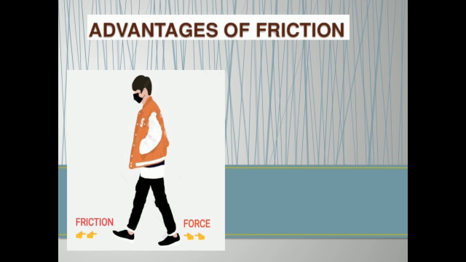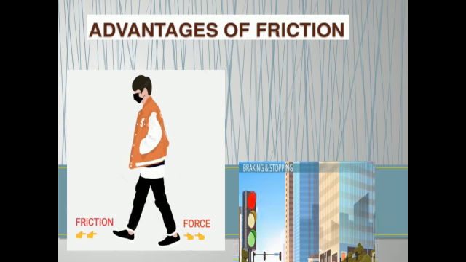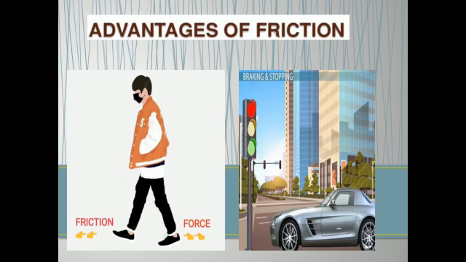It is very difficult to walk on ice or on a very smooth and polished surface. This is because the friction of these surfaces is very little. Cars and buses are able to move on the road because of the friction between the tires and the surface of the road.